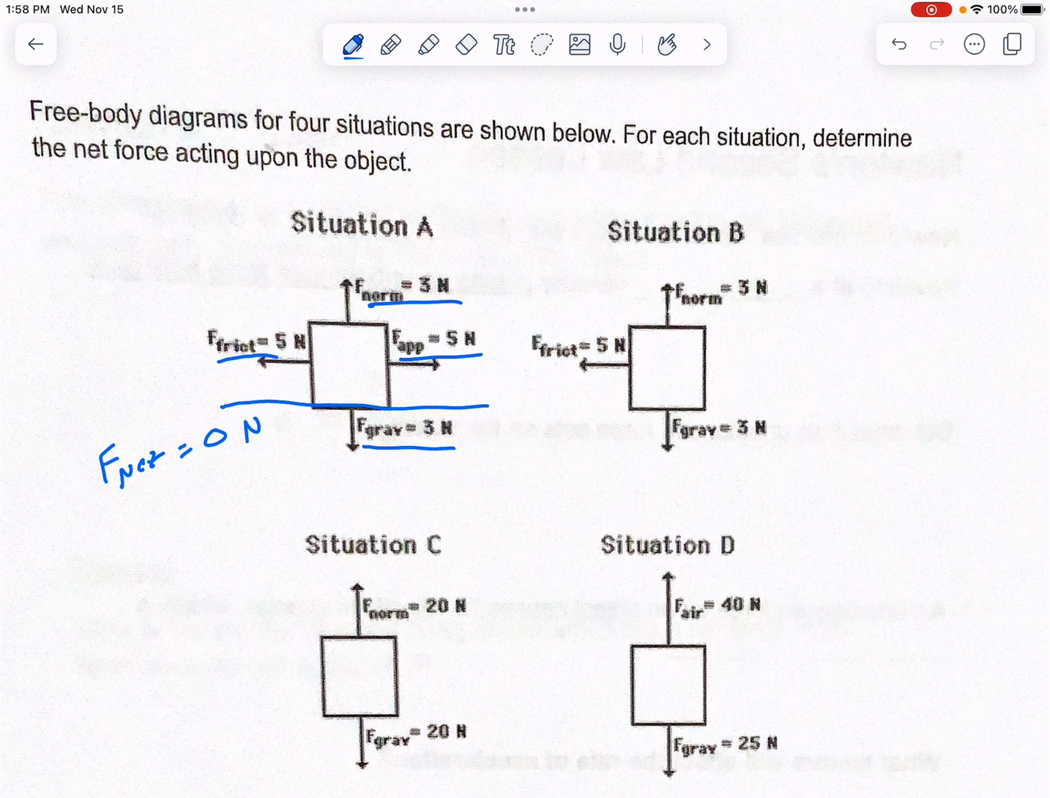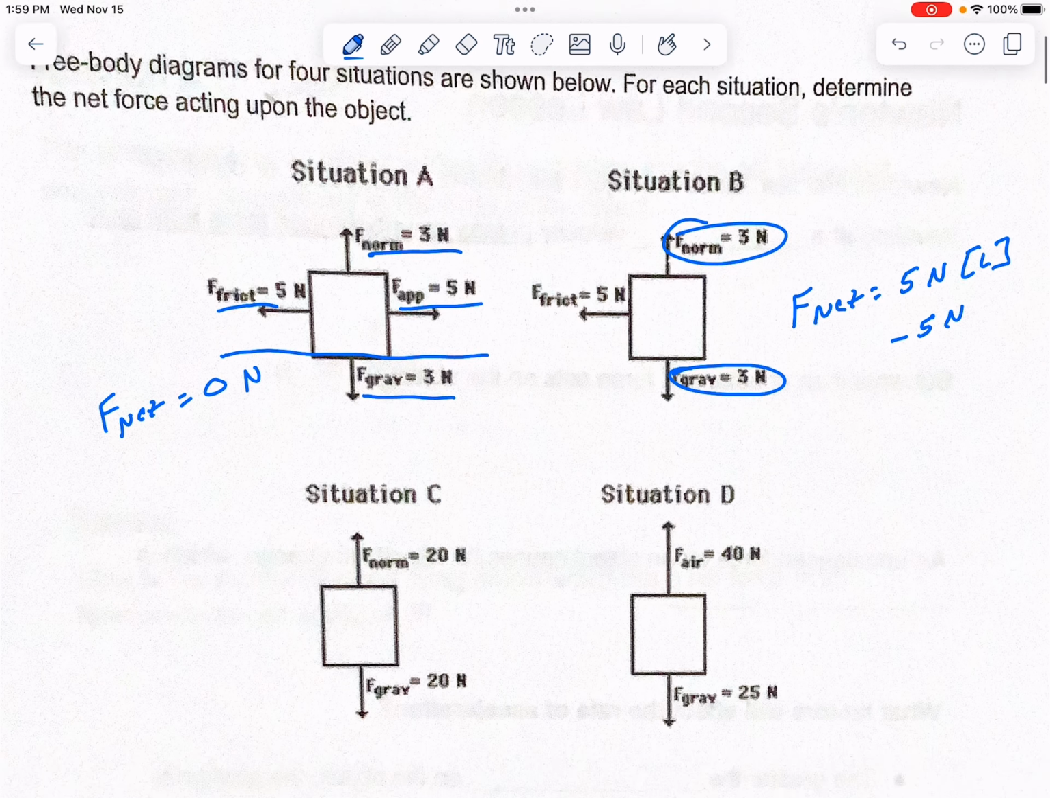Now, situation B, I have my gravitational force of 3. Okay, I have my normal force of 3, so those cancel each other out, so you're balanced there. Okay, but if you notice, I only have a frictional force pulling back on the object with 5 newtons, so there is no applied force. So this is not balanced out. So your net force would be 5 newtons to the left, okay, since it's pulling back towards the left, or you could say negative 5 newtons. Either way, as long as you give us some sort of direction, that's what we're looking for.